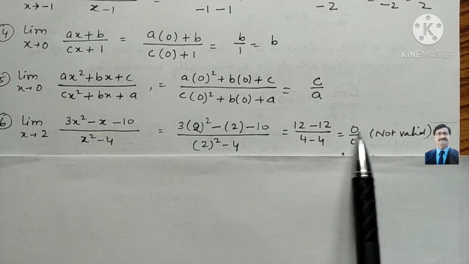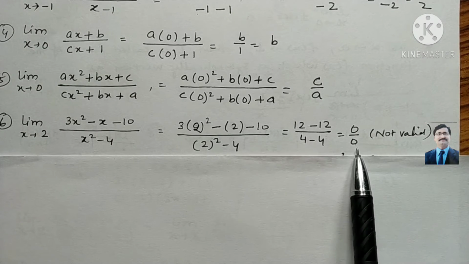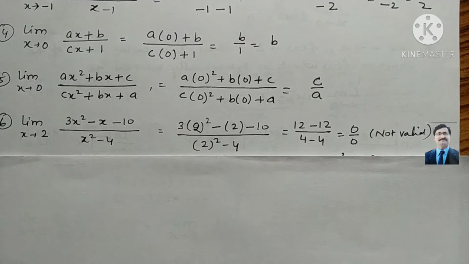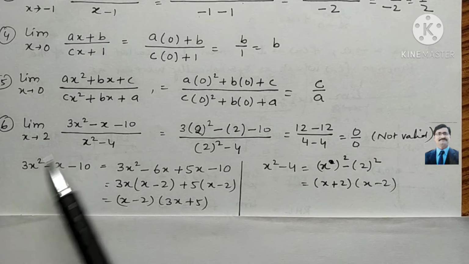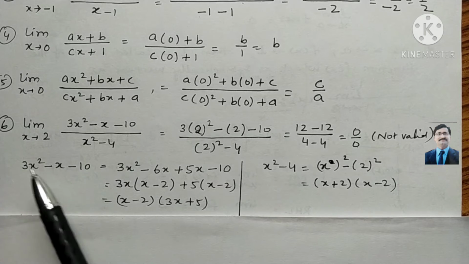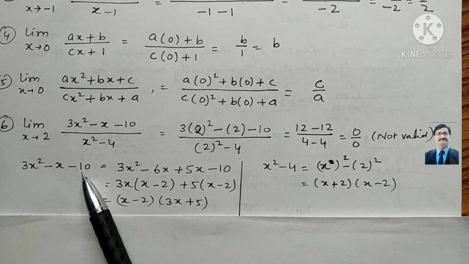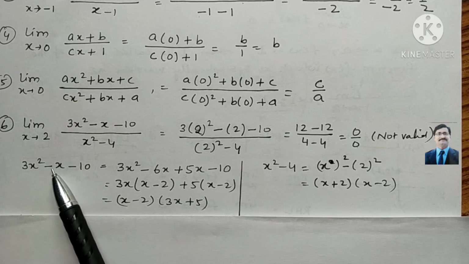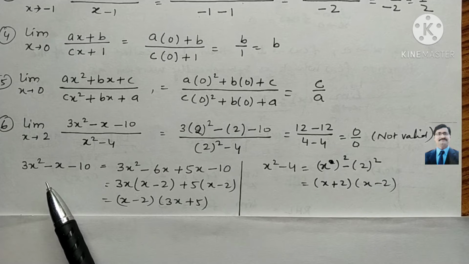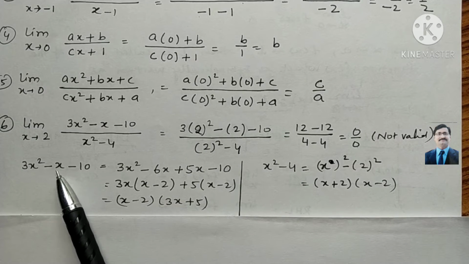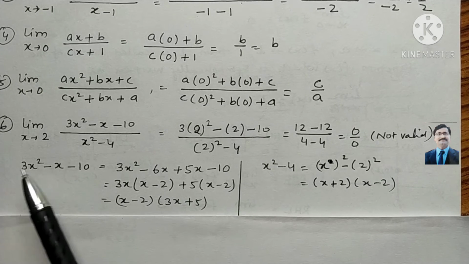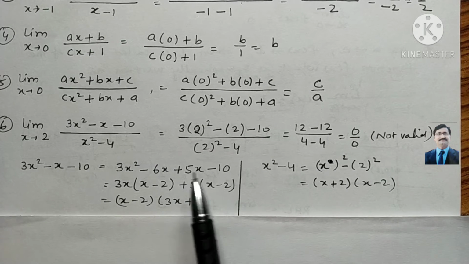Okay, so if you get this type of question, we can solve it. How can we solve it? Look here. First we find the factors of the numerator. The numerator is 3x square minus x minus 10, so 3 into 10 is 30. Multiply, then 30, and subtract 1. We have 6 and 5. So we can write minus 6x plus 5x in place of minus x. So we get 3x square minus 6x plus 5x minus 10.